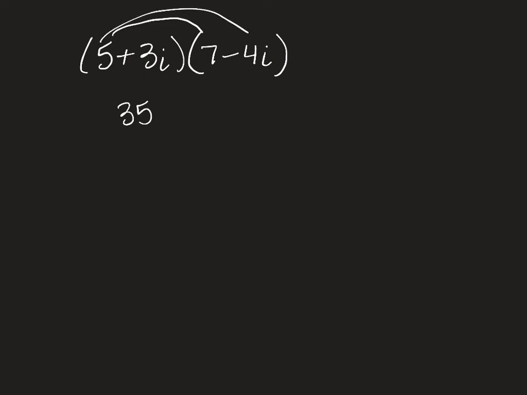So we're going to just use the same numbers: 5 plus 3i times 7 minus 4i. All right, so then we're going to FOIL. So 5 times 7 is 35. And then 5 times negative 4i is negative 20i.